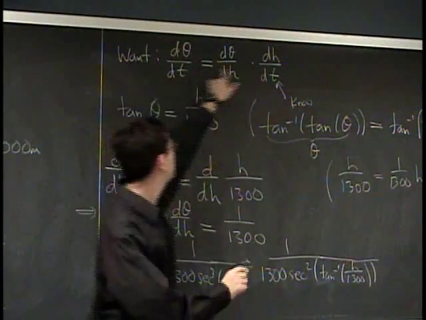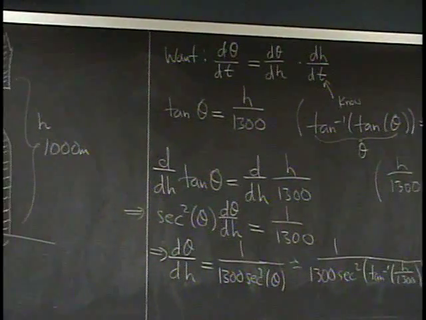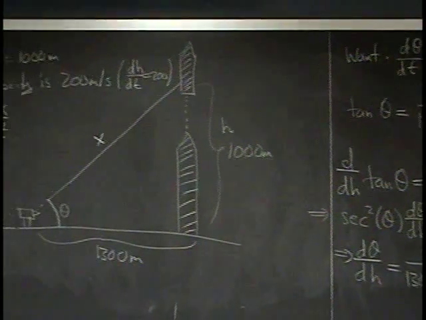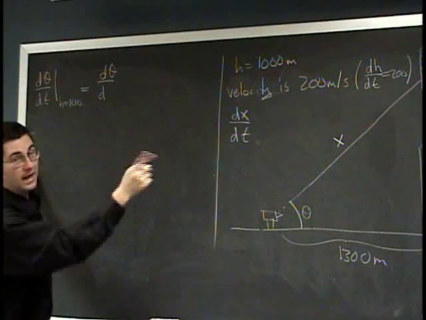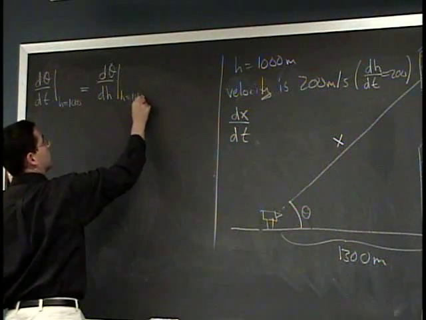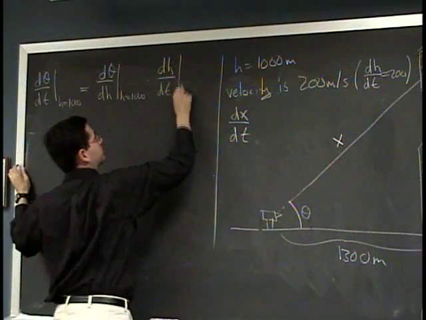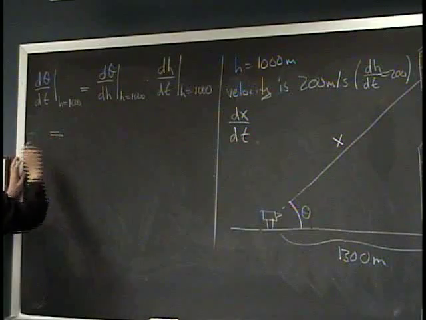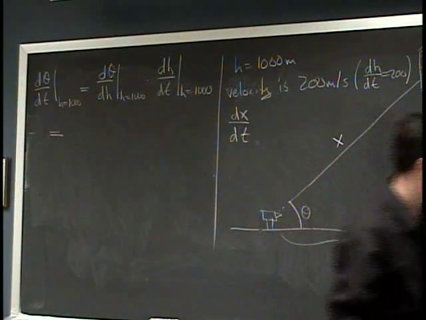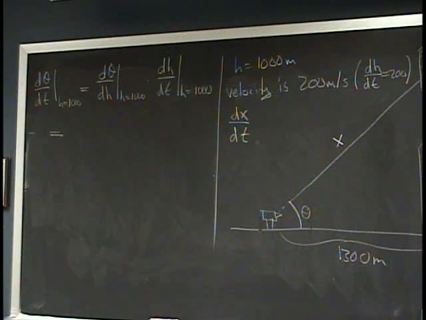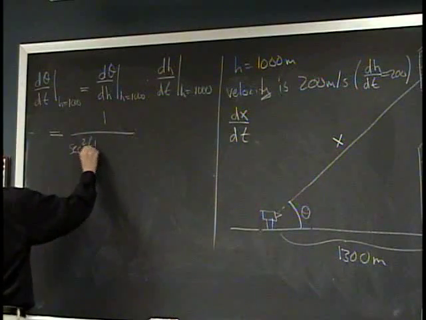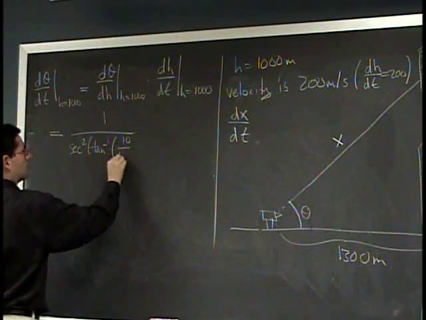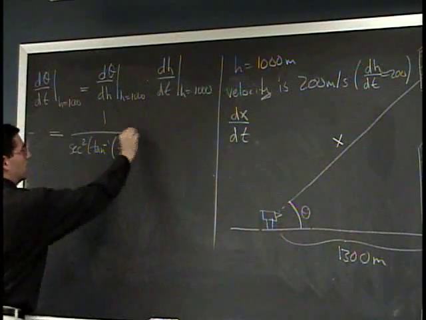Okay, so now we just plug in all the information. We wanted d theta dt when the height was 1,000. So this is d theta dh when the height is 1,000 times dh dt when the height is 1,000. And d theta dh we computed, it's this. When the height is 1,000, just put 1,000 in for h. So it's going to be 10 over 13 on the inside. So you get 1 over secant squared of arctan of 1,000 over 1,300; a couple of zeros cancel. You get 10 over 13.